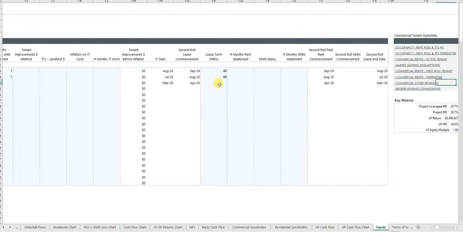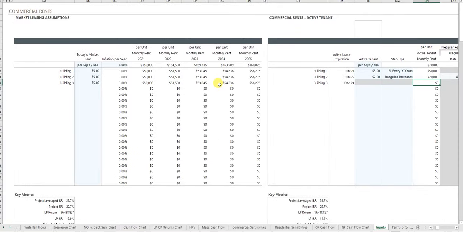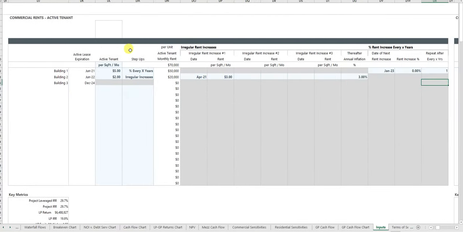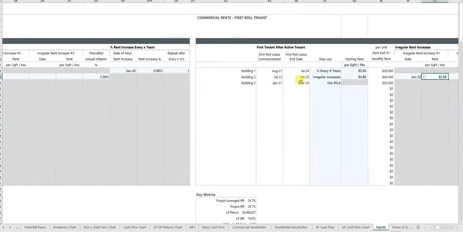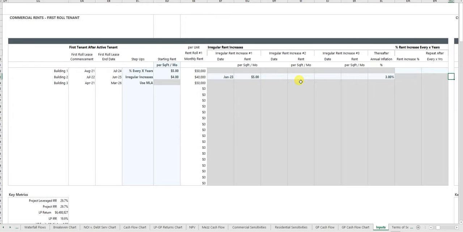You can also go on to populate rent rolls beyond the first roll, market leasing assumptions. Here are your rents on your active tenants. You have options on how to input. You can do per square foot per month, per square foot per year, per unit, and so forth. You can also do different step-ups on the rents. You could do, say, 5% every 2 years or something if you like, and you can input those figures here. Or you could do irregular increases and just input the date of the increase and the new rent at that date. And you can do that 3 different times. And you can do the same thing for the next tenant in the rent roll.